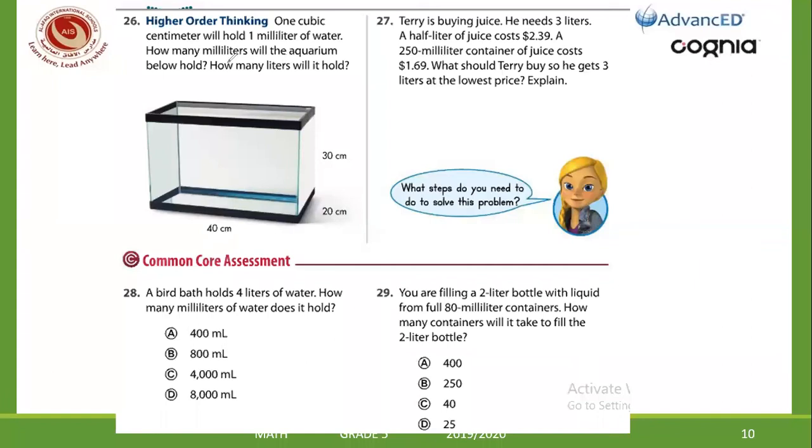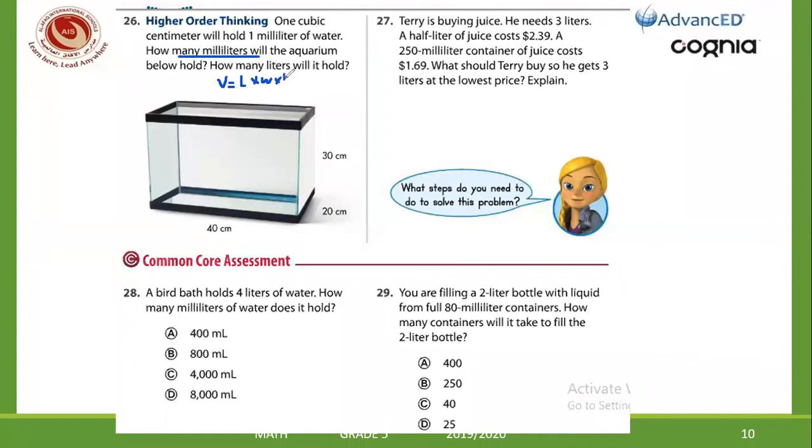To find how many milliliters the aquarium below holds, we have to find the volume of this aquarium. As you see, its shape is a rectangular prism. Remember the volume of the rectangular prism: V equals length multiplied by width multiplied by height.